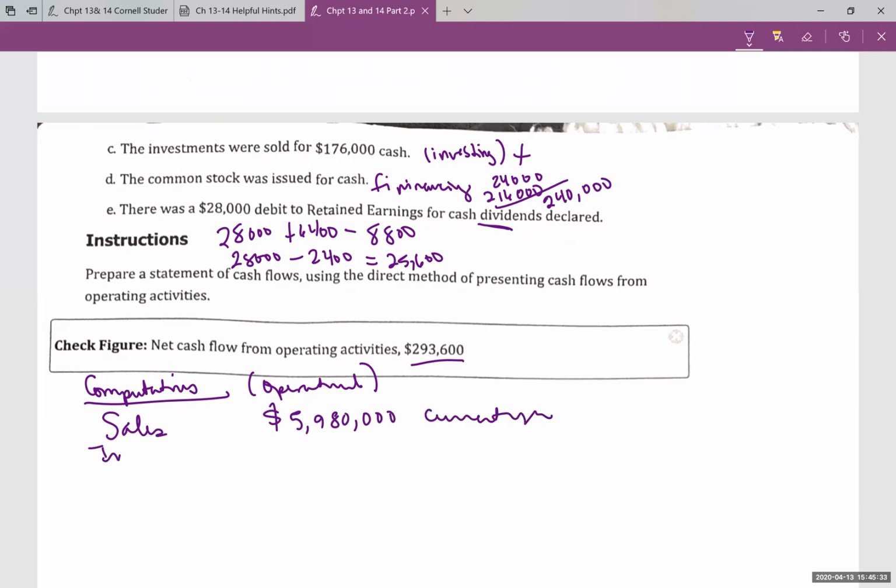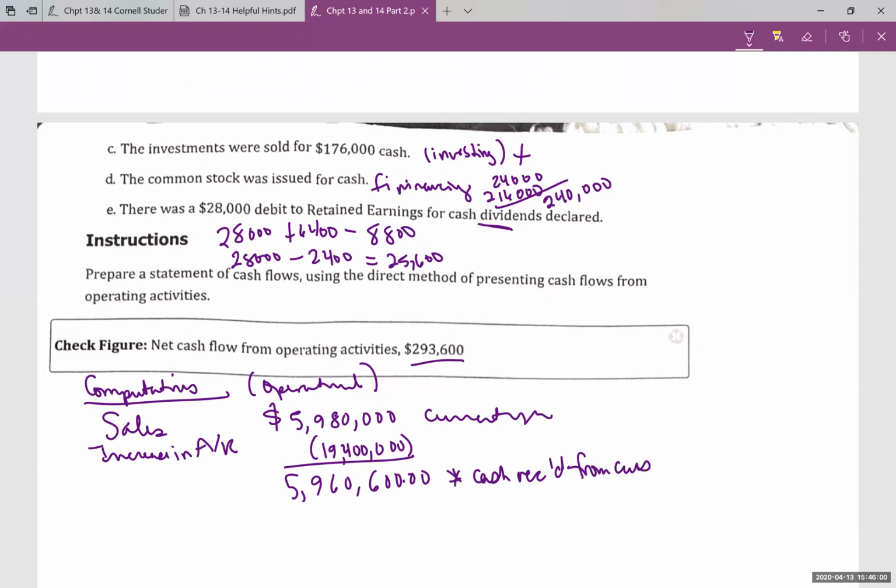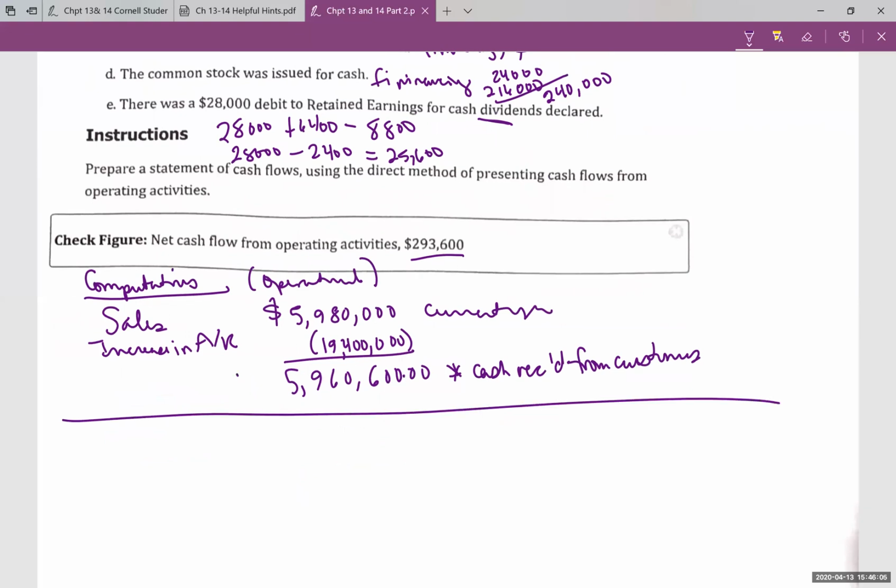There was an increase in accounts receivable. So our customers paid us a little less. That's why we need to subtract it. And so this is a number that needs to be used when you put this into the computer. And this number represents cash received from customers. Okay, that's one computation, and you're going to be using that number, 5,960,600.